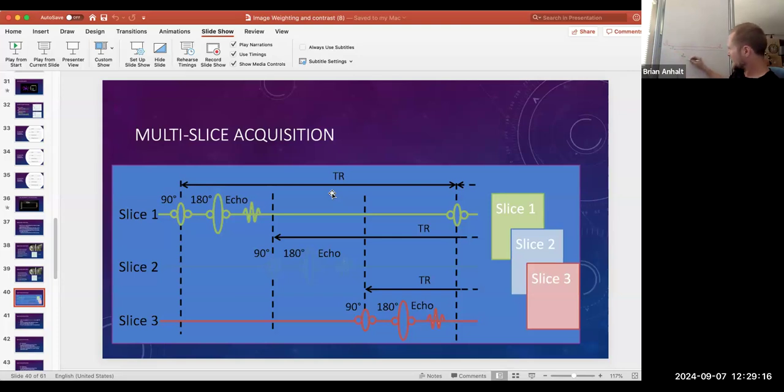Hopefully you can see where we're going here, right? Slice 5. And we can keep doing that. We probably have 6, 7, 8, 9. There's probably about room in this TR right here for us to excite 9 slices until we have to go back and re-excite slice 1 again. So you can see that if we lengthen or shorten our TR, it is going to affect the amount of slices we have available to us.